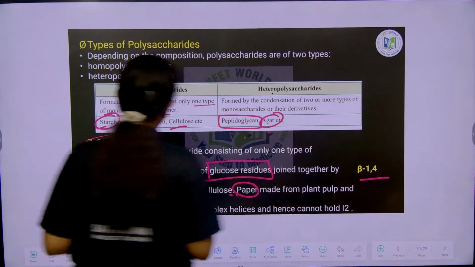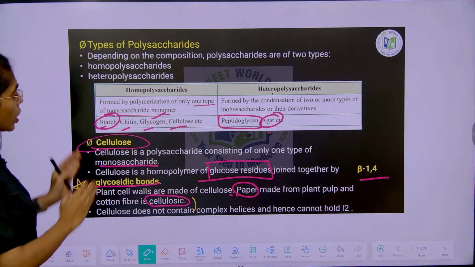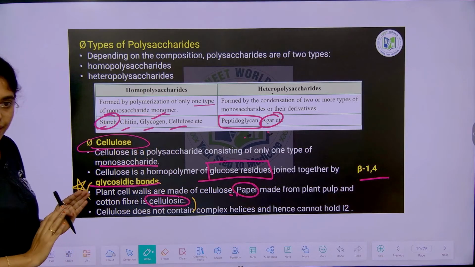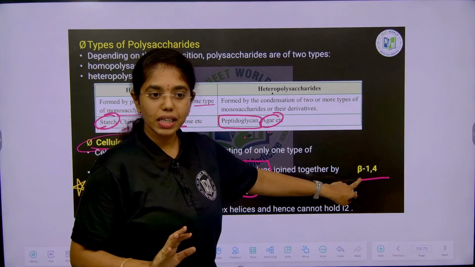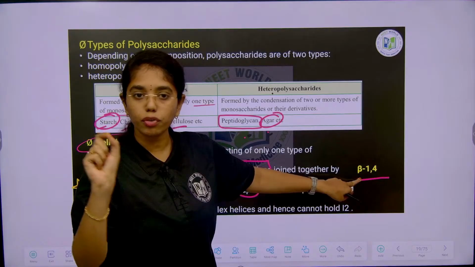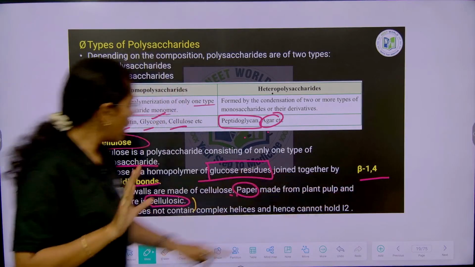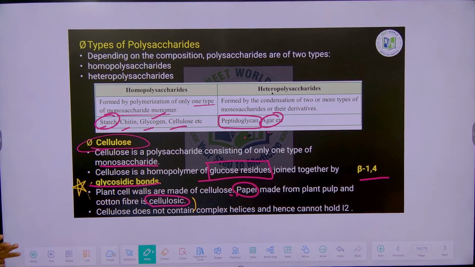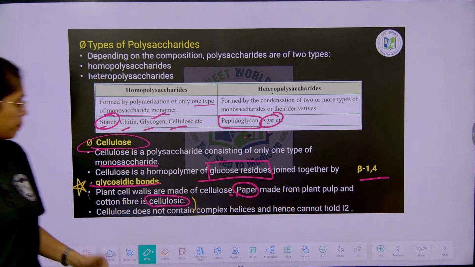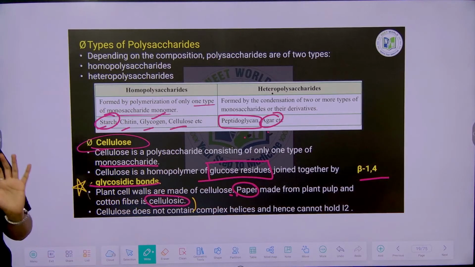Now let us look at the add-on information which is given in this chapter. Cellulose has only one monosaccharide, that is what? Glucose. Okay? And what are the bonds present here between glucose units? Beta 1,4 glycosidic bonds. Okay? And then this is the direct NCERT line where you have to remember it mandatory. Cellulose is abundantly present where? In plant cell walls. Paper made from plant pulp and cotton fibers are what? Cellulosic.